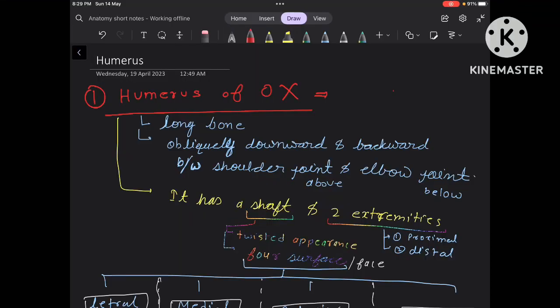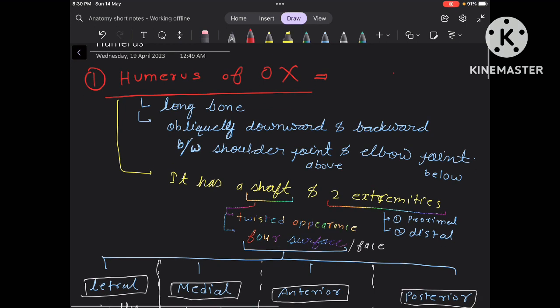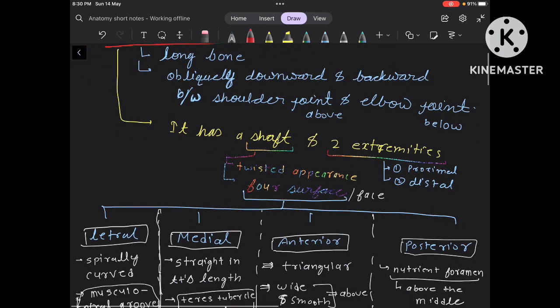In this video, we will talk about the humerus of the ox. The humerus of the ox is a long bone and it is situated obliquely downwards and backwards between the shoulder joint above and the elbow joint below. It has a shaft and two extremities.